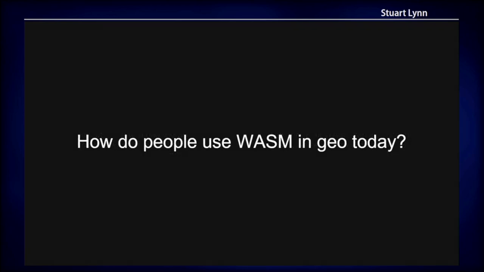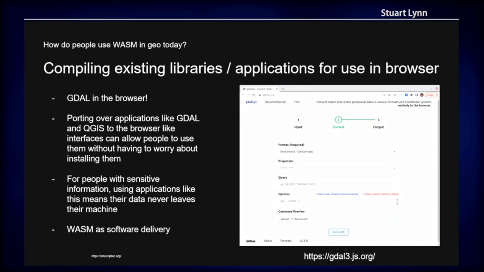How are people using WebAssembly in the geospatial space today, bringing this to the geospatial context? Well, there are three major modes that I've seen people using it in. The first is compiling existing libraries and applications for use in the browser. This is just taking something that exists and converting it to the browser, which is pretty cool. There's an example here of running GDAL in the browser.